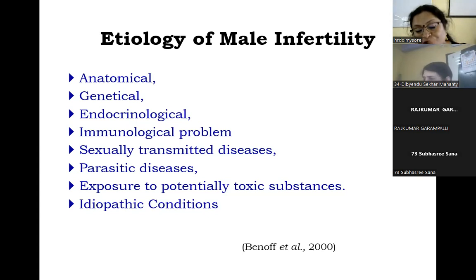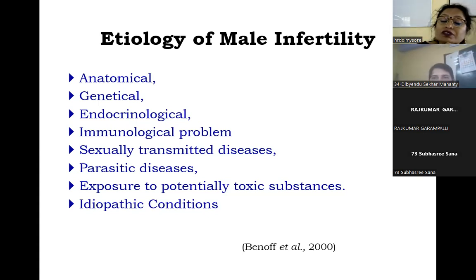Sometimes, you must be knowing, there is a condition called CFTR mutation, cystic fibrosis. It is a genetic condition. Mutation in the CFTR gene causes cystic fibrosis. It's a genetic disorder where the person lacks the vas deferens. The vas deferens is completely absent in individuals with cystic fibrosis. These are all anatomical causes.